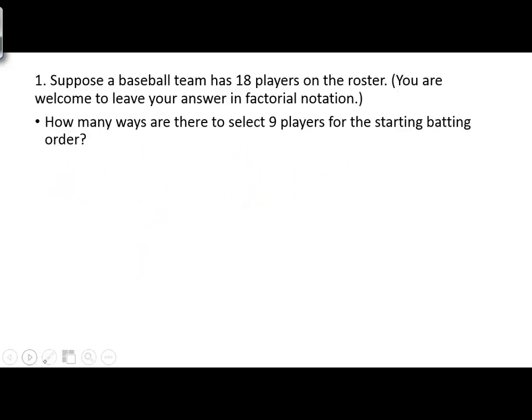So maybe we'll just quickly say something about Part B here. How many ways are there to select 9 players for the starting batting order? Well, we already did one where the order didn't matter. So what are we going to do here? If I'm talking about a batting lineup or a batting order, does order matter? Now it does matter. The person that I picked to bat first, the position that I choose them in matters. So this is a permutation, right? I have 18 things and I want to choose 9 of them, but the order does matter. So that's capital P there. Do you guys remember what this is?